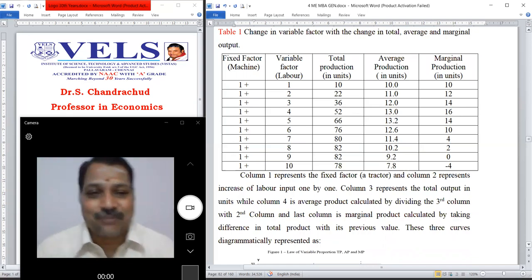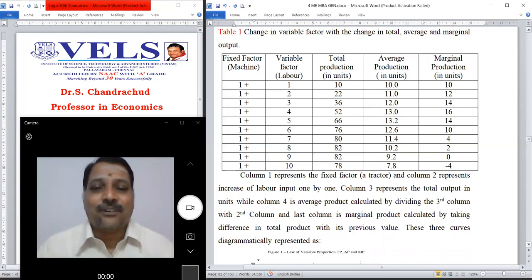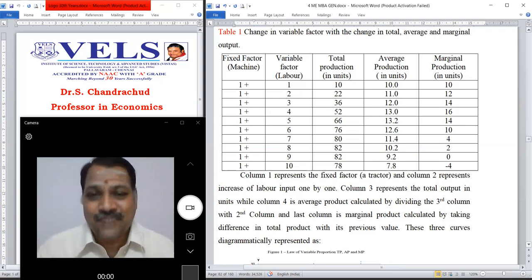Then the marginal. Marginal is calculated from the total column. 10 units is the marginal for the first laborer, because of the first laborer, additionally 10 units have been produced. When the second laborer is employed, he is able to produce an additional 12 units. So the marginal production is 12. 22 minus 10 is 12.